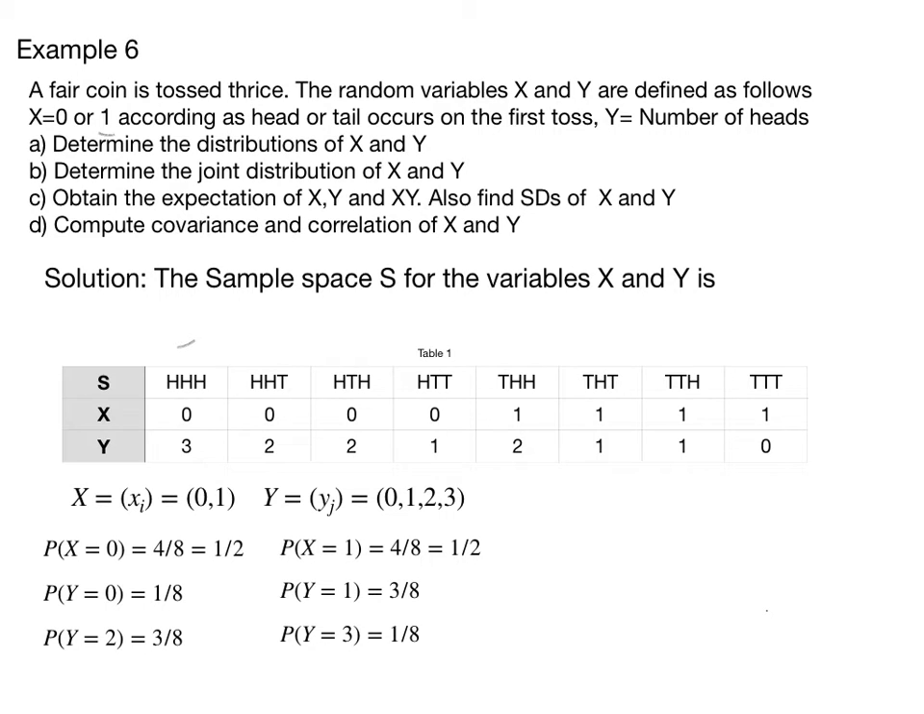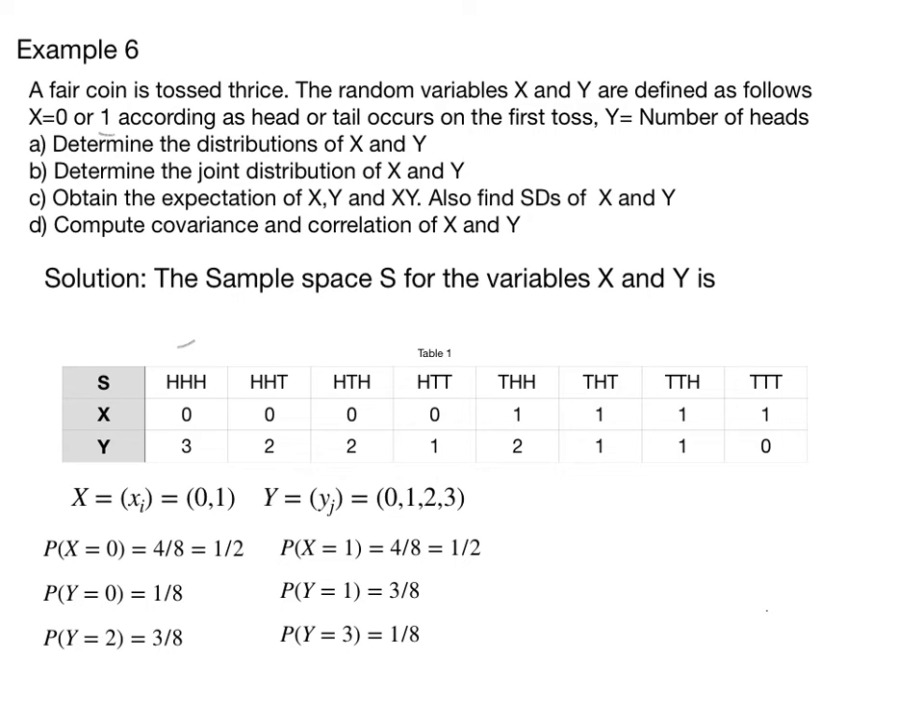How to form the joint distribution table? When x is equal to 0, how many times have we got x as 0? 4. And what is the total number of outcomes possible? 8. So 4 by 8 is 1 by 2. And x is equal to 1 means how many times have we got x as 1? 4. 4 by 8, again 1 by 2.